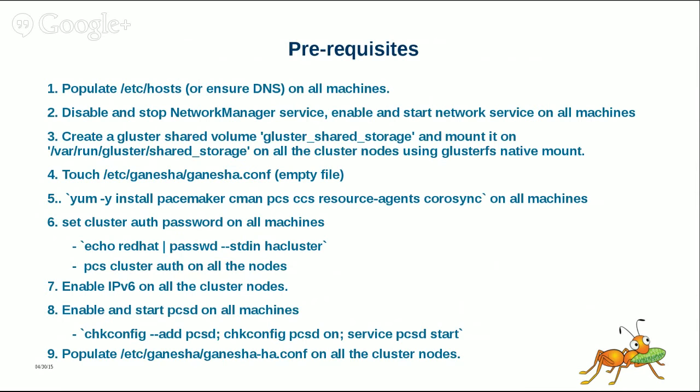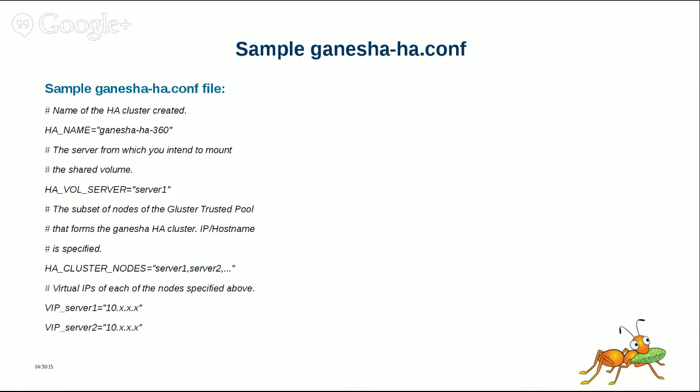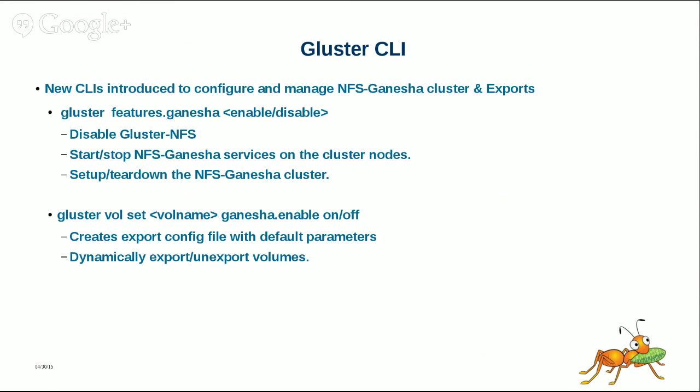These are the set of prerequisites which Meghna had already explained. And this is a sample ha.conf file where you need to give the unique cluster name in the subnet, the server which you have used to mount the shared storage volume, the list of servers on which you want the Ganesha server to be running, and the VIPs for each of the server. So these are the CLIs which I have introduced to set up and tear down cluster.